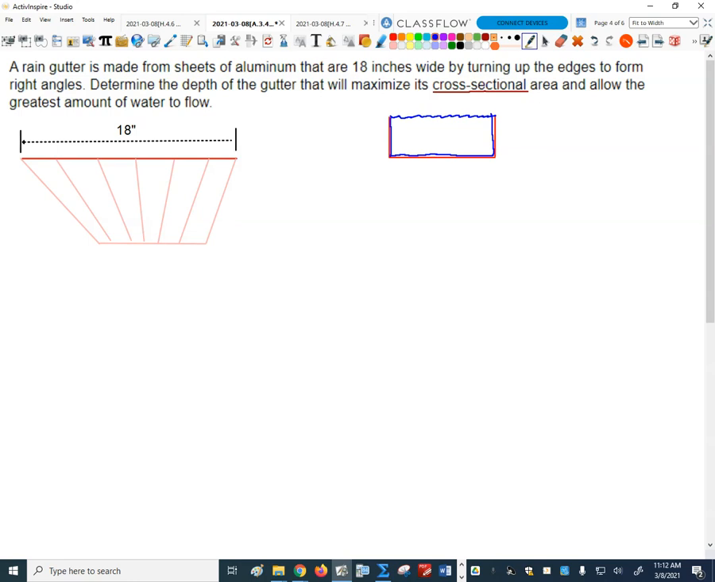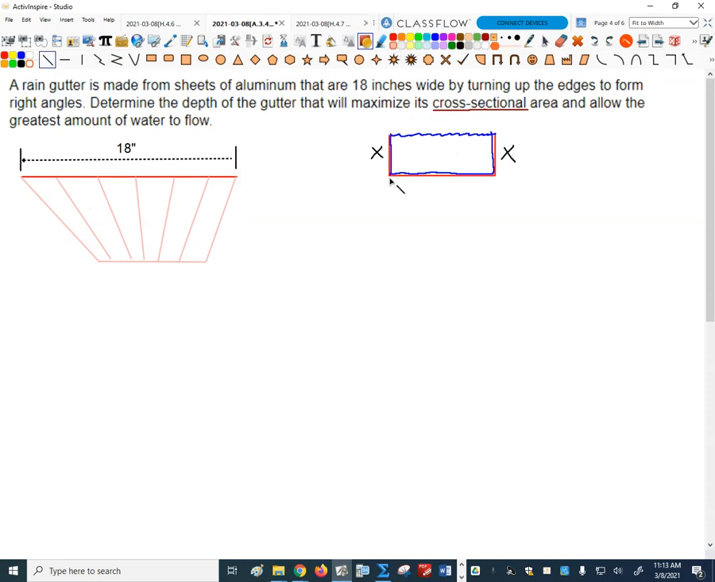Okay, so we don't know what the depth of the gutter should be. That's what we're trying to find. So we're going to call that X, right? The height of this thing, or the depth of the trough, let's say, is going to be X. Okay, and if I draw a picture of this again, here's kind of what my trough looks like then. Everybody agree that's my trough, receding into the distance.